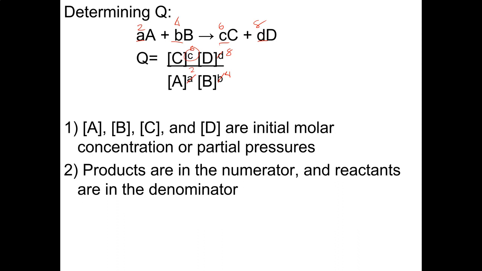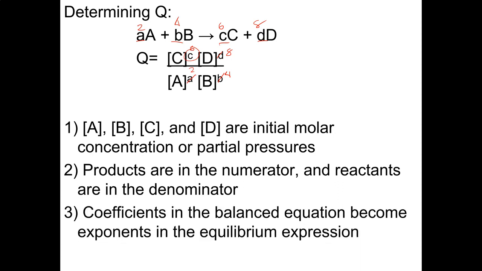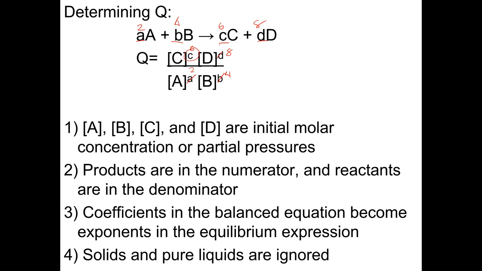It's kind of like your K. K is also products over reactants. Coefficients in a balanced equation become exponents in the equilibrium expression, like I just showed you. And solids and pure liquids are ignored. So if there are any solids or liquids, you don't write them into the expression. That's why I said in the previous example, your ions. The solids are ignored. They don't exist for this equation. So just don't write them in.